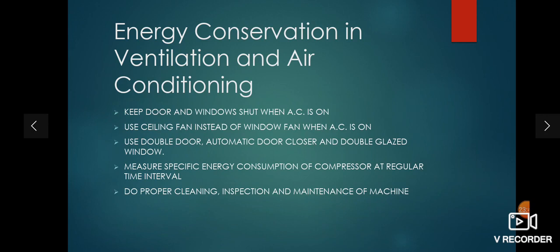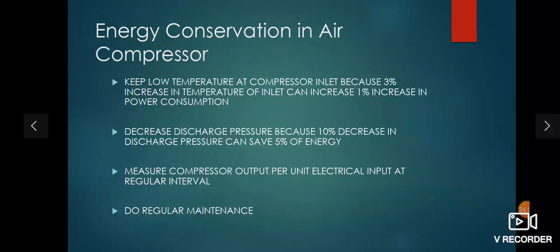Then, use a higher efficiency compressor for the daily use of the AC, where the AC usage is more, and for the standby you can use a low efficiency compressor. So these are the methods which are employed to conserve energy in the ventilation and air conditioning system.